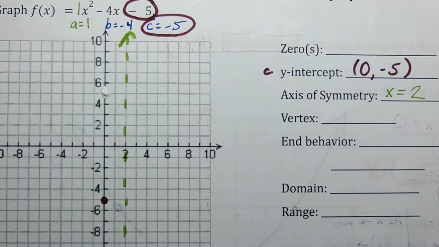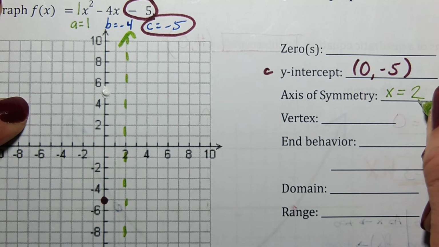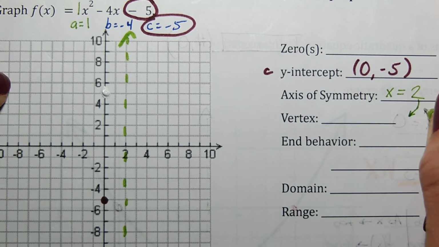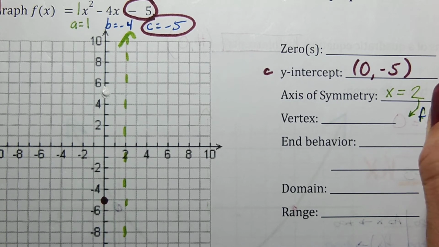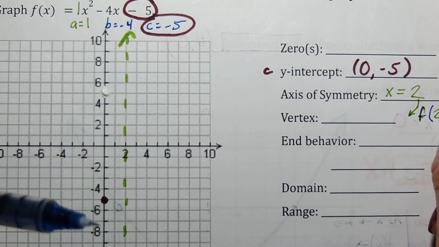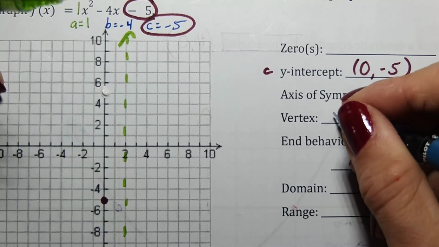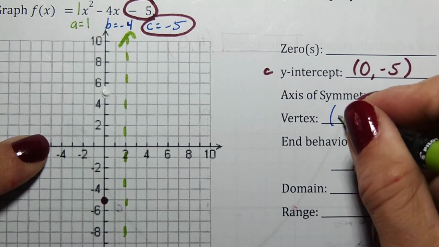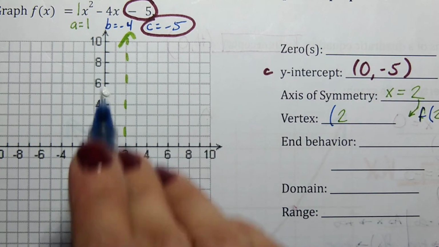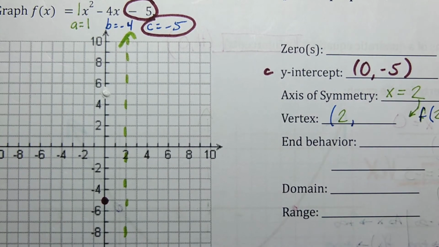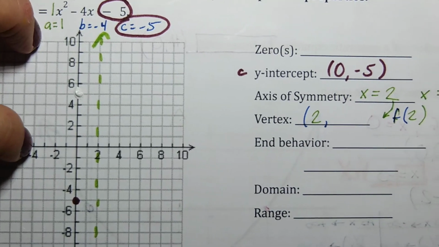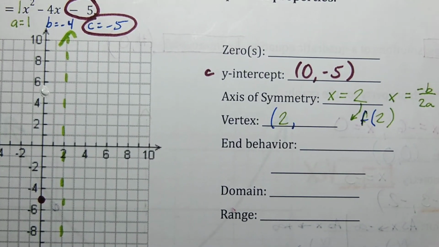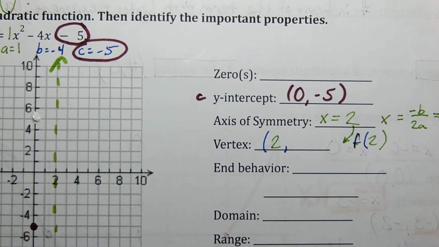How do we find the vertex? We take the axis of symmetry value and we plug it into our function. So to find my vertex y value, we're going to find f of 2. So we know that the x value is 2. We know that it has to be on that axis of symmetry, but we need to find the corresponding y value that goes with it. And let's go ahead and show that work above.